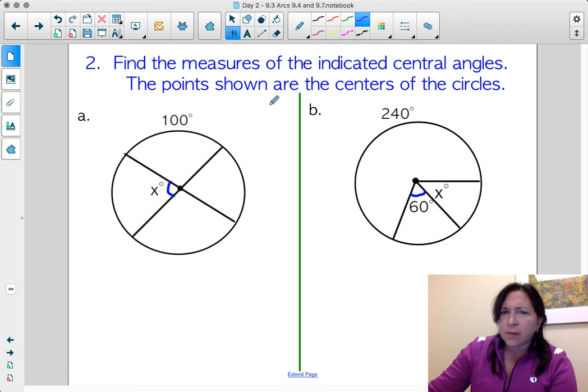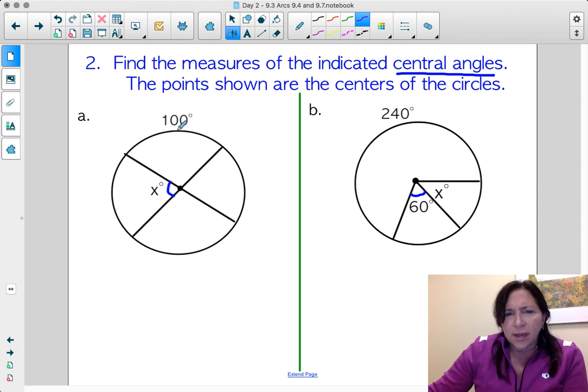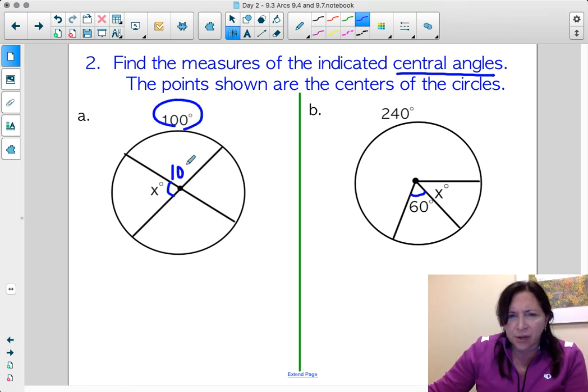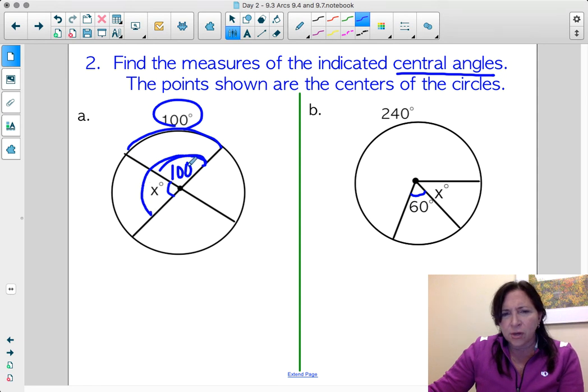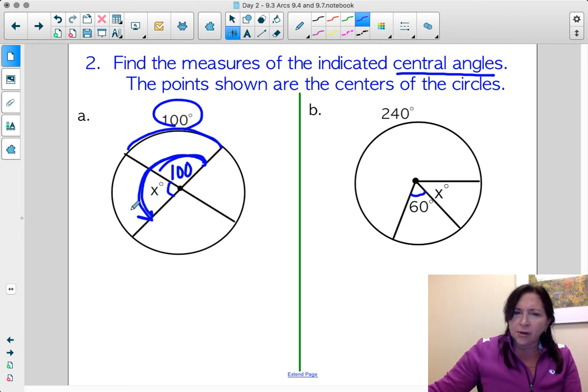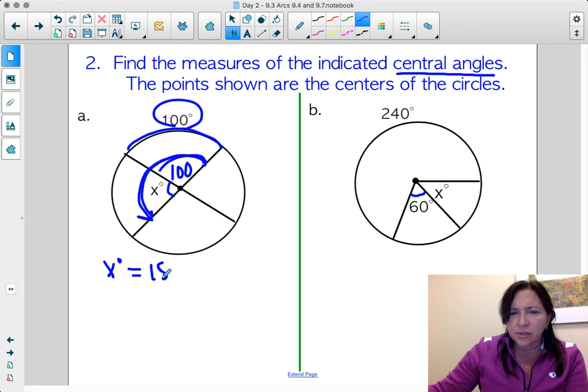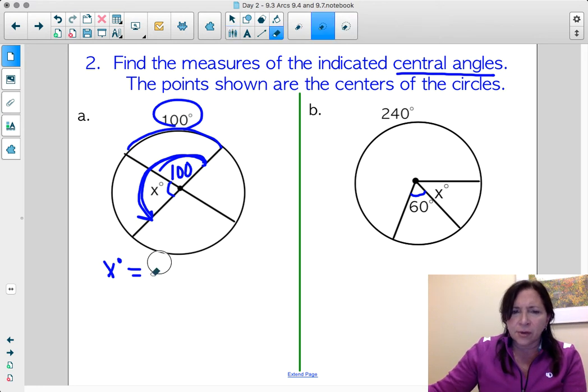In this problem, it says find the measure of the indicated central angles, and the points shown are the centers of the circle. If this is 100 degrees, we know this is 100 degrees because my central angle has the same measure as this arc. Knowing that's a diameter, this is a straight line, which means this plus this must equal 180. So the measure of x, that angle, is equal to 80 degrees.